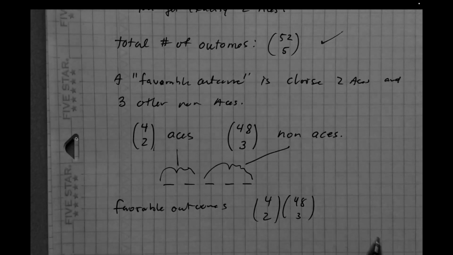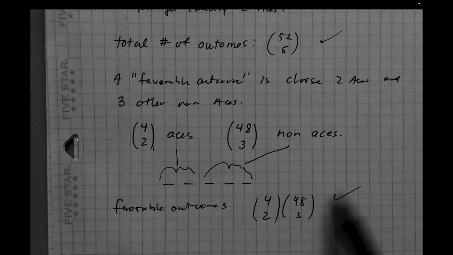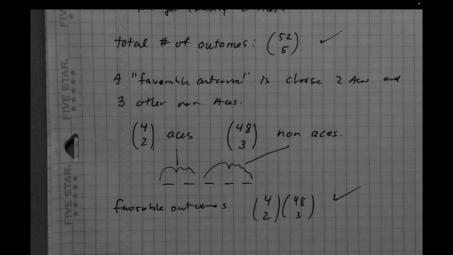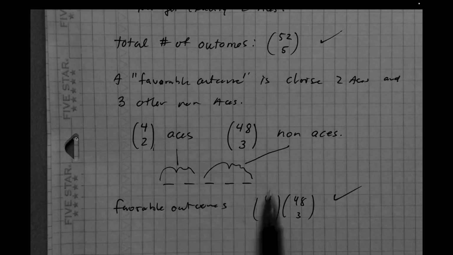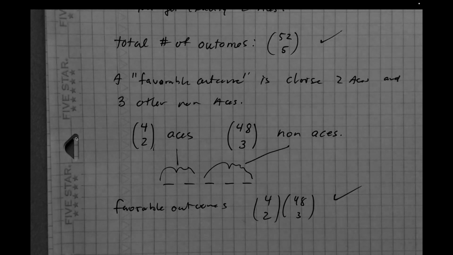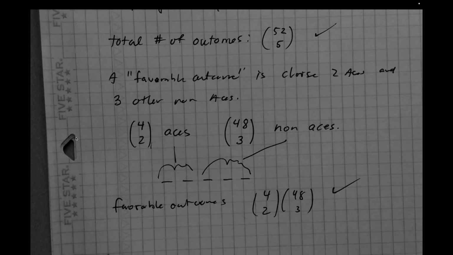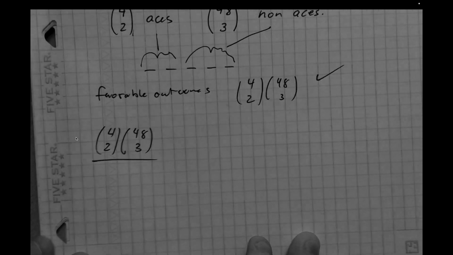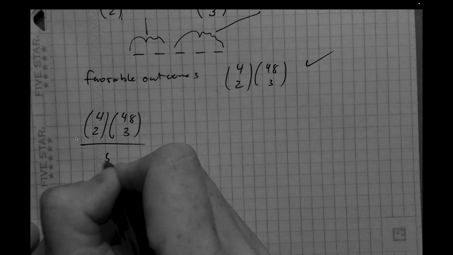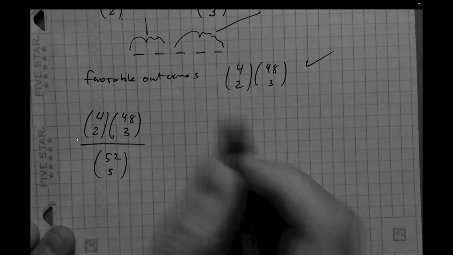So you really have this thing divided by this thing. Once you can visualize what the favorable outcomes are versus all of the outcomes, in this case it's just a combinatorics problem. You have to crunch these numbers and figure out what this amounts to. So the probability that we're interested in is 4 choose 2 times 48 choose 3, all divided by 52 choose 5.